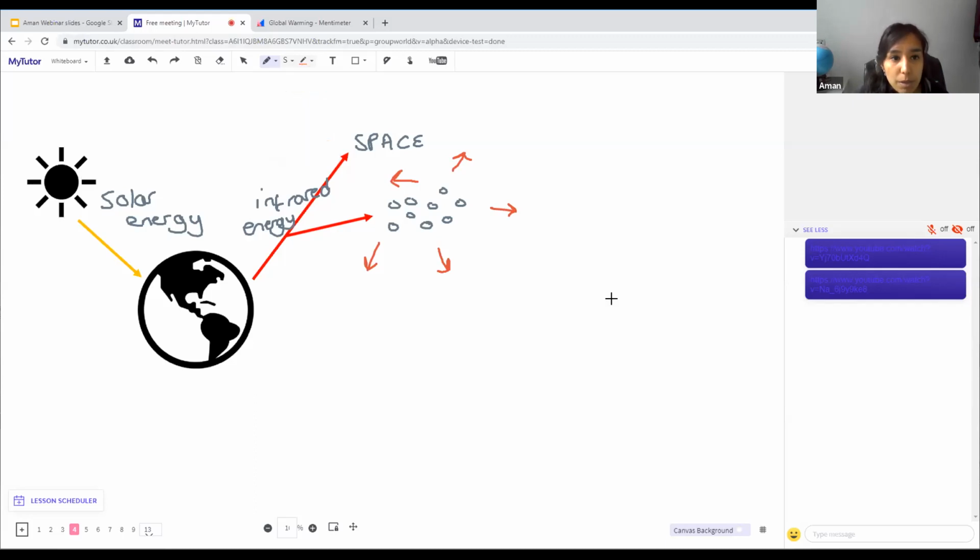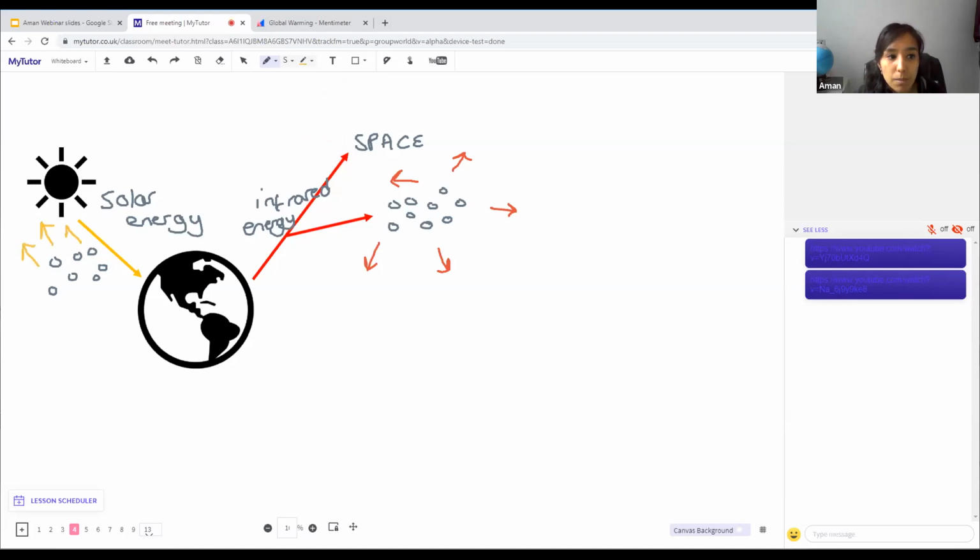So in global dimming, what's happening is we still have these particles, but specifically they're soot particles or carbon particles over here, and they interfere on this part of the diagram. So when the sunlight comes to the Earth, instead of it being emitted down to the Earth so that the Earth can absorb that solar energy, these carbon particles or soot particles absorb that solar energy and then re-emit it back into space.